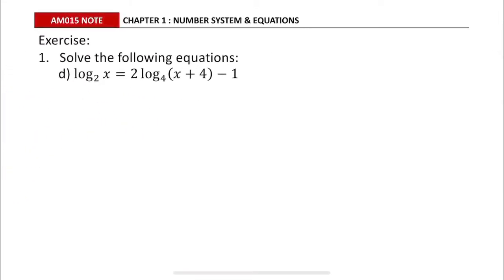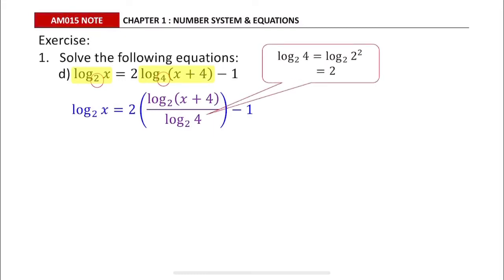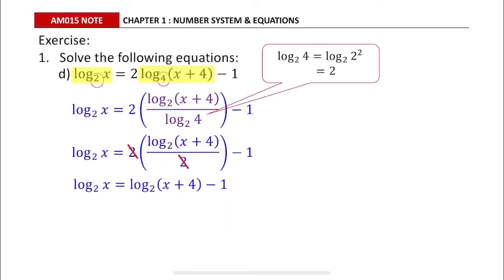This question has two logarithms with different bases. So, change log base 4 to log base 2 first. The denominator, log base 2 of 4, can be simplified to 2. So we have this new equation. We can cancel out the 2 and we get this equation.